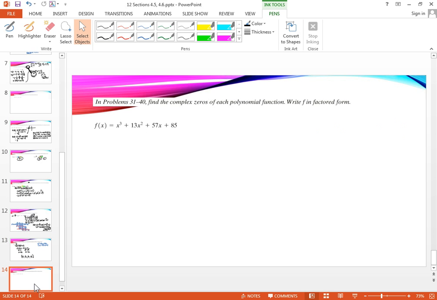Okay. And let's do one more. Okay, so here's a third degree. Find the complex zeros, write it in factored form. Okay, so again, I don't see anything I can do that would work easily on this, so I'm going to start with my rational zero theorem, and I'm going to do it way up high so that I've got lots of space. So I need the factors of 85.